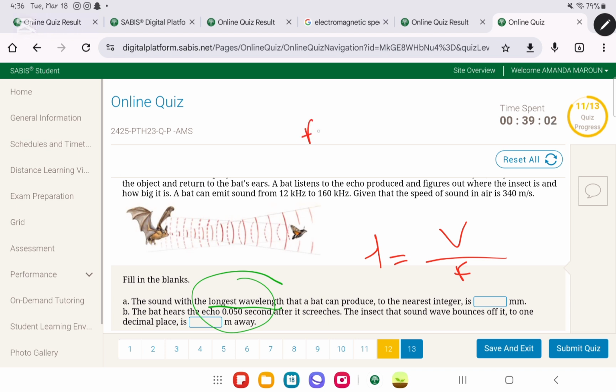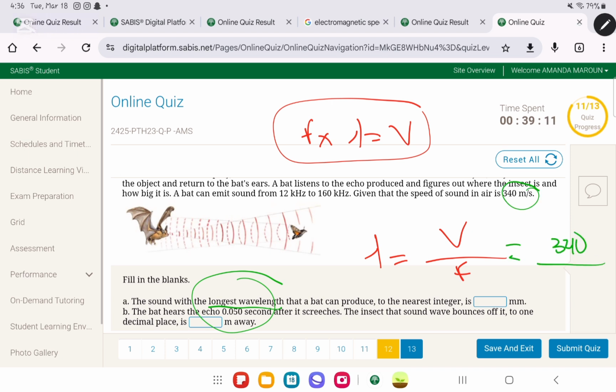If you remember the equation, frequency times lambda is equal to velocity. You have the speed of sound in air, which is 340 meters per second. And then they need what? They need the longest wavelength. So to take the longest wavelength, you need to take the smallest frequency. So over 12 kilohertz. Okay, you're going to put it on your calculator, 340 over 12 kilohertz.